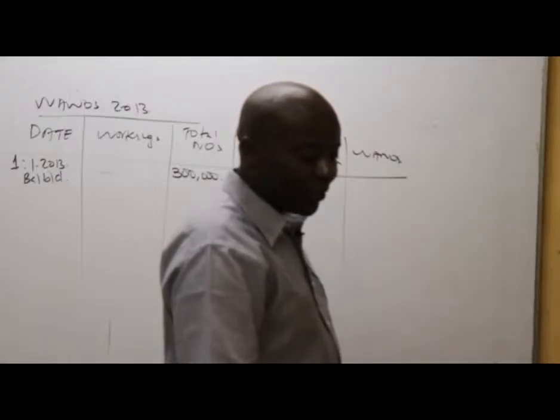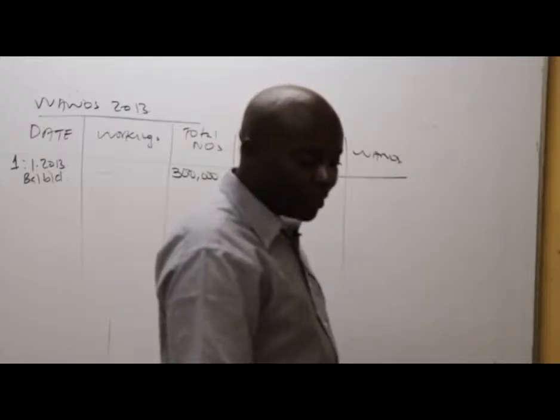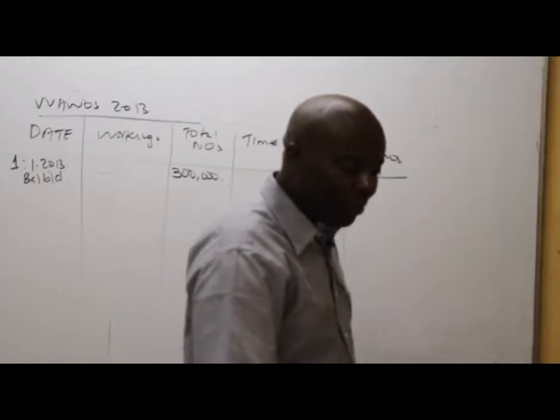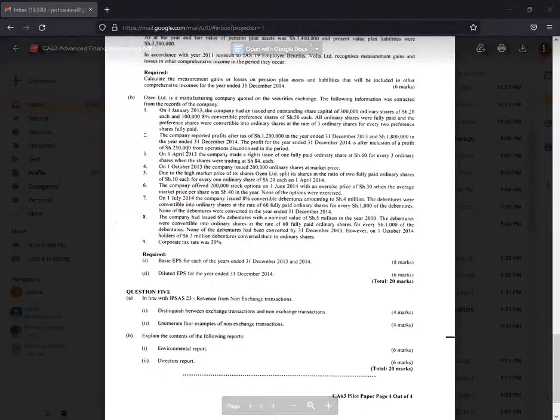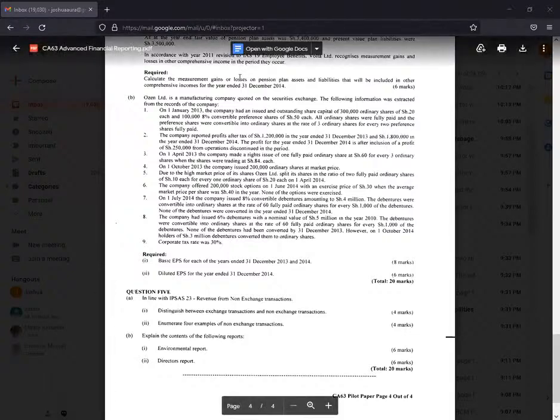Don't worry. Right? So you are told here, ladies and gentlemen, note number 2 is about profitability. Note number 3, on 1st April 2013, the company made a rights issue of 1 fully paid ordinary share at 60 for every 3 ordinary shares. So let us first do this one.